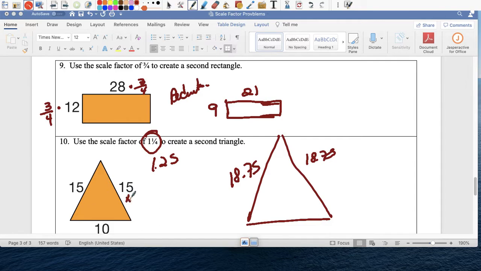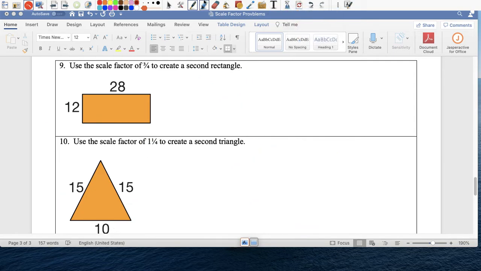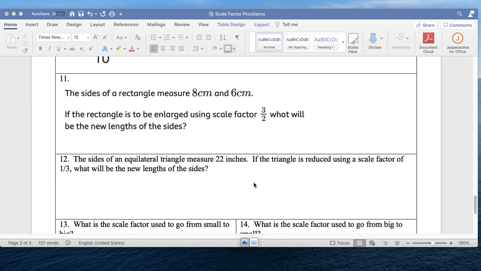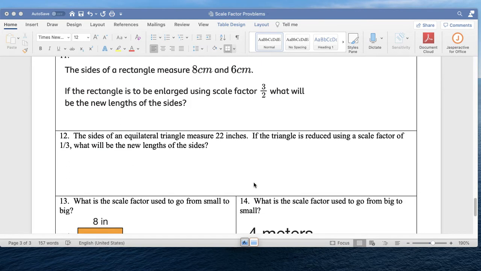So I multiply this by 1.25, multiply this by 1.25, and I also am going to multiply this by 1.25. And that one is going to be 12.5. So my second triangle is going to have those three measurements. Is that it? No? Oh, gee.